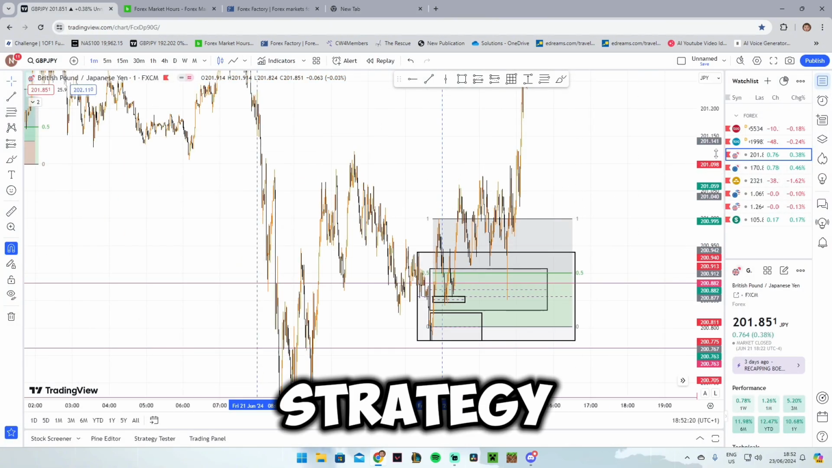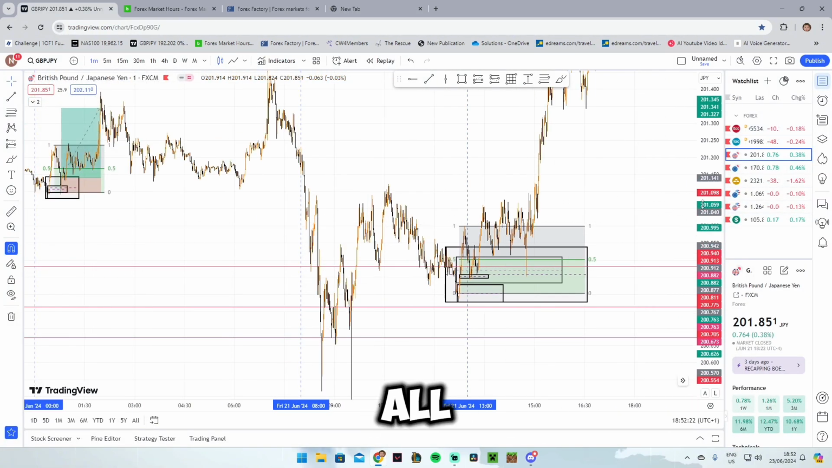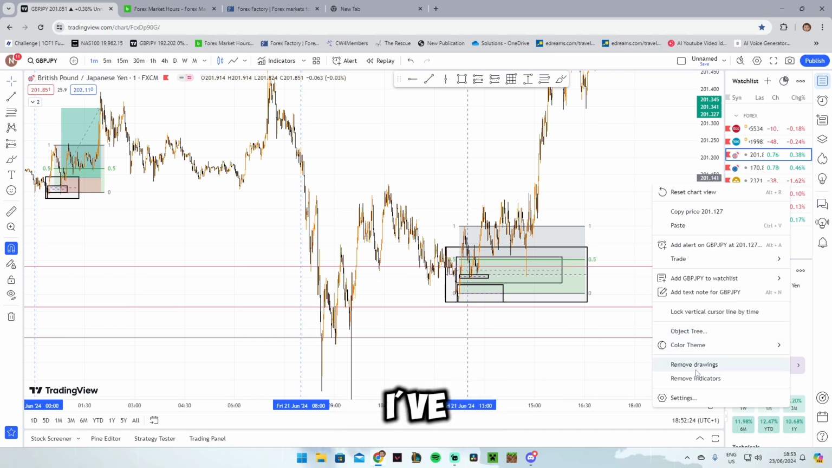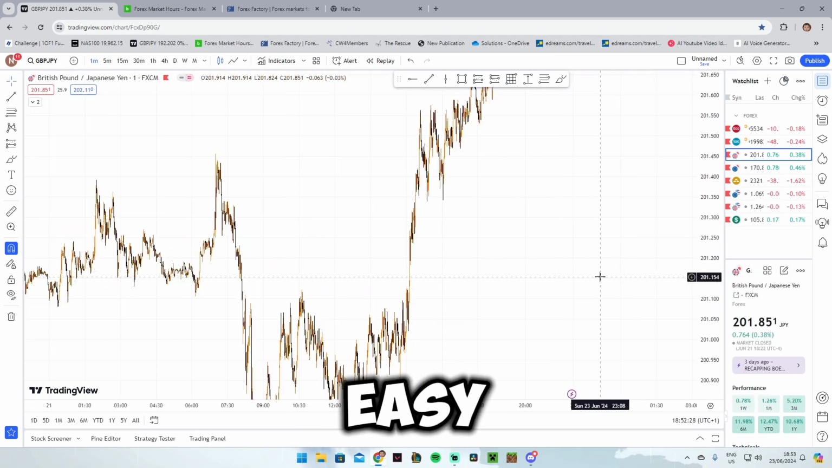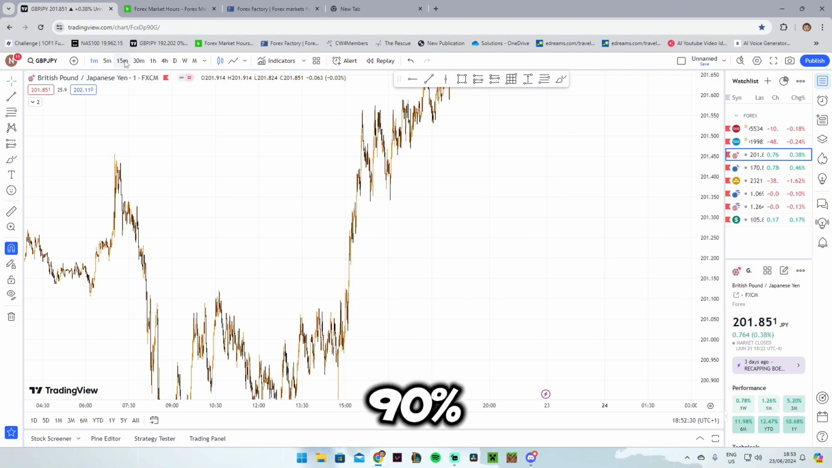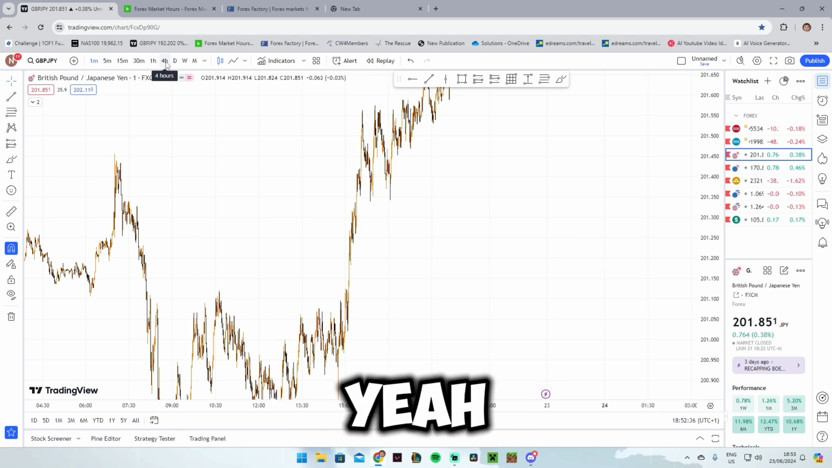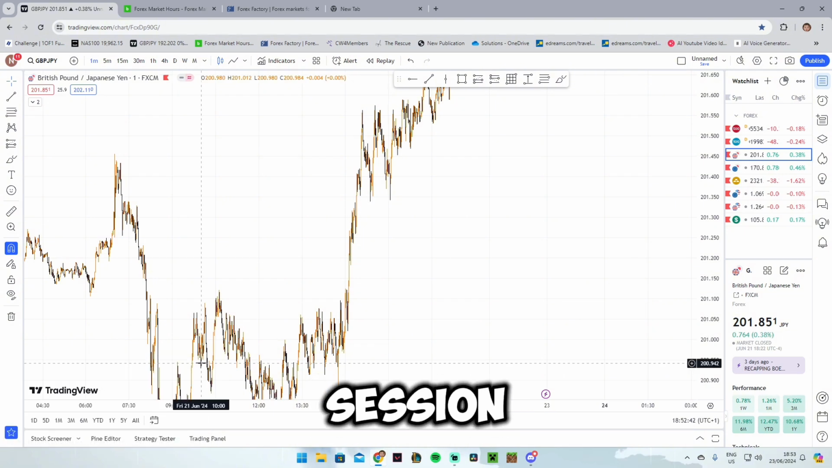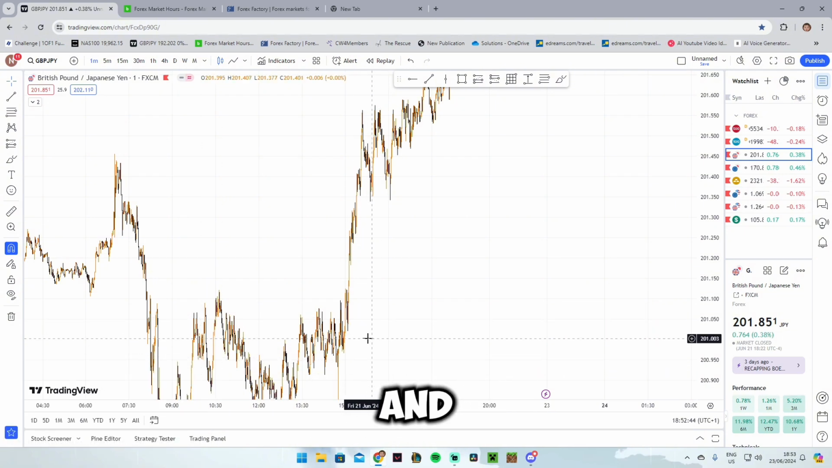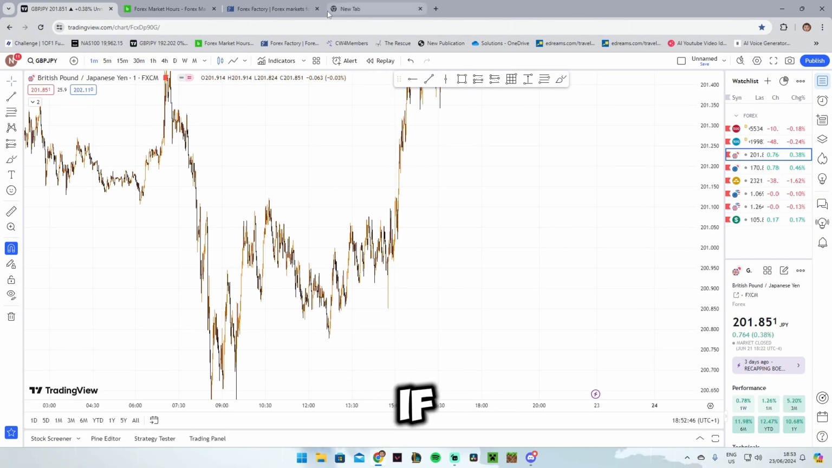This works on all pairs, well, all the pairs I've done it on. Just remove all this. It's actually too easy. 90% win rate. Anyone ever tell you 90% win rate on this strategy? Yeah, mad things. Anyways, obviously, this strategy works around session opens.